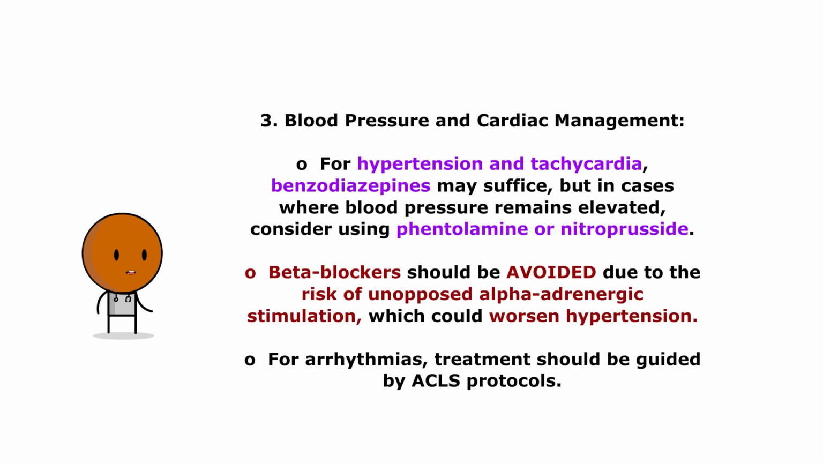Blood pressure and cardiac management. For hypertension and tachycardia, benzodiazepines may suffice. But in cases where blood pressure remains elevated, consider using phentolamine or nitroprusside. Beta blockers should be avoided due to the risk of unopposed alpha-adrenergic stimulation, which could worsen hypertension. For arrhythmias, treatment should be guided by ACLS protocols.